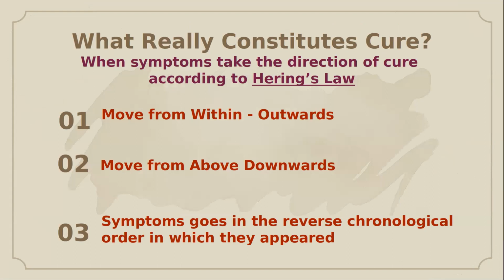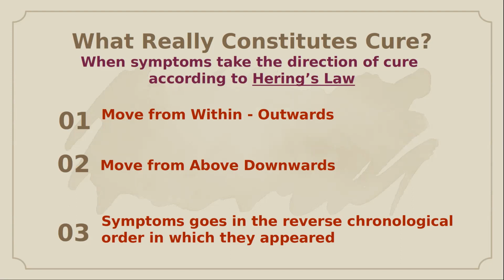When we prescribe a remedy and the patient comes to us, we are waiting for the cure. What does cure actually mean? Is it a mere disappearance of the symptoms? Yes, but in a certain way, like Hering gave the law: when the symptoms take the direction of a cure, they have to move from within outwards. The vital organs have to be affected first, relieved first, then the periphery. The brain, heart, lungs have to get better first, and then the outer symptoms.